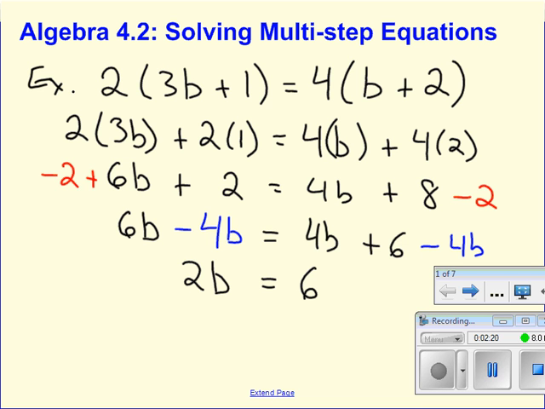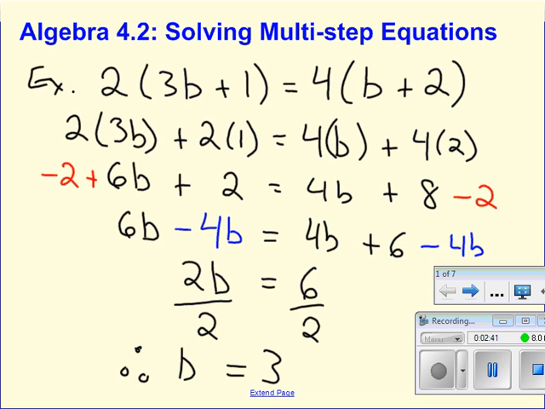Again, I want to find out what 1b is equal to, because that's the variable I'm trying to solve for. So I'm going to divide by 2, both sides, and therefore b is going to be equal to 3.